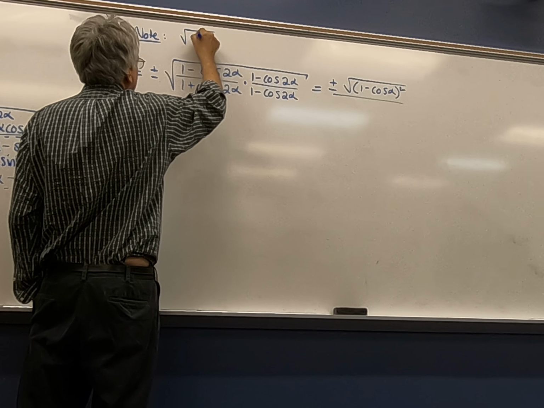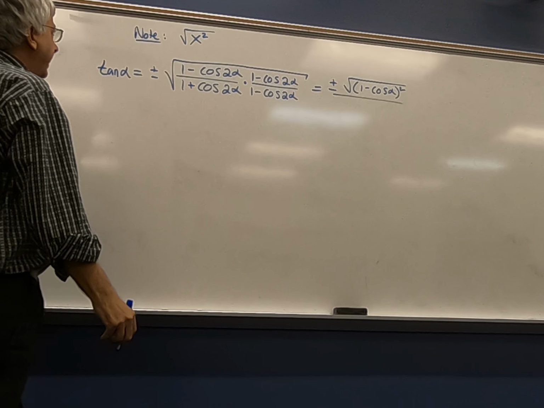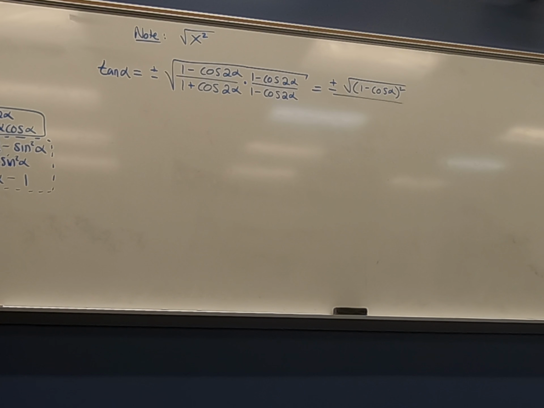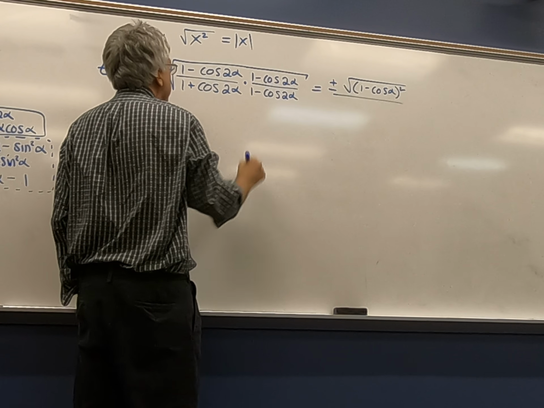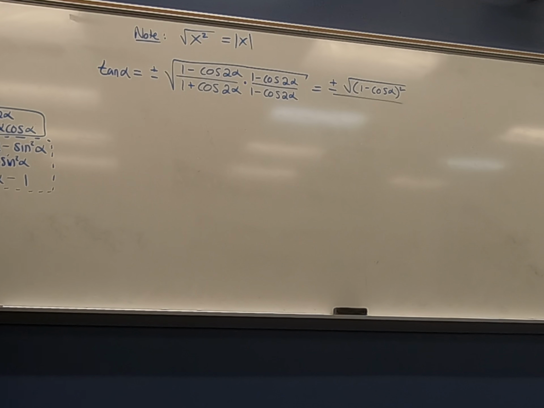If you take the positive square root of the square of x, is that x? Only if x is positive, right? Because the positive square root has got to be positive. So in general, that will be the absolute value of x. If x is positive, then yeah, it's just x. If x is negative, then it's the opposite of x. So that's why we're going to need the absolute value.